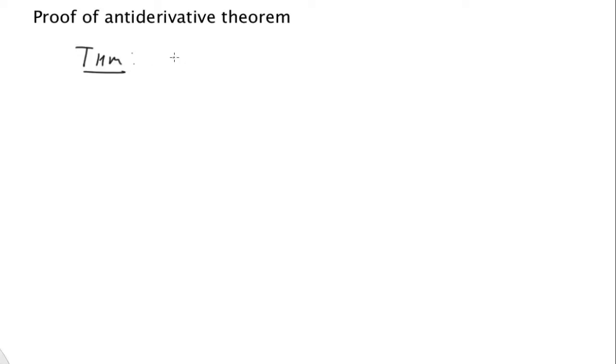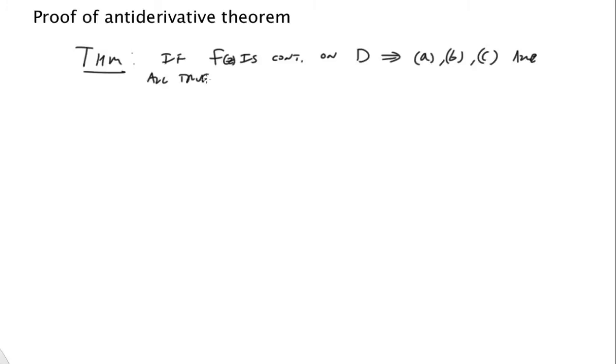So our theorem was, and we called that the antiderivative theorem, that if f of z is continuous on some domain D in the complex plane, then the statements A, B, and C are all true or none are true. Which is to say, another way of saying that all these statements are equivalent.